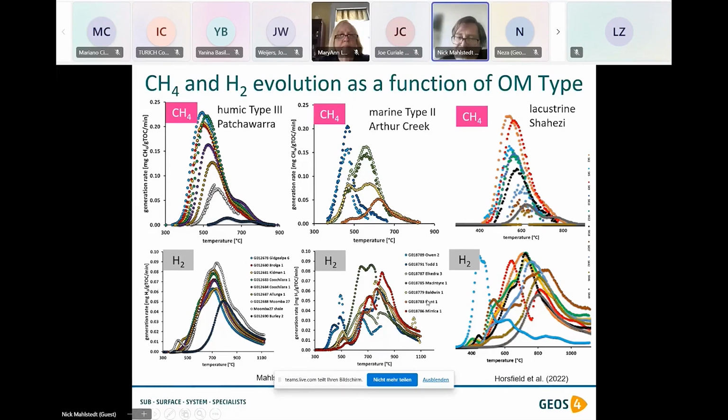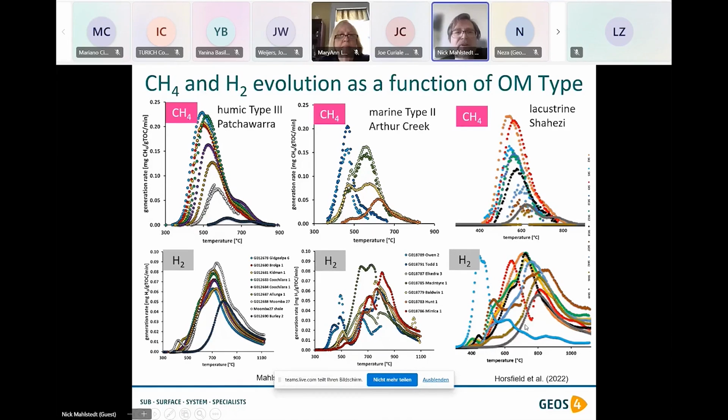So evolution patterns like that can really not be nicely used for determining the kinetic parameters for hydrogen generation from organic matter. So for that, we had to use the more organic-rich Pachavara Formation coals and one Coley shale sample from the lacustrine Shahezi Formation.